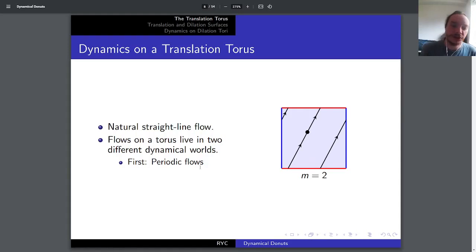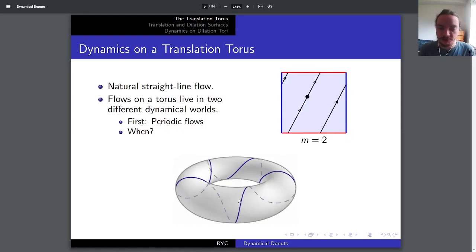Okay? So this is what I mean when I say a periodic flow, a flow that periodically comes back to where it started. All right. So what happens when we fold this up and see what actually happens on a donut-looking torus? We get something that looks kind of like this. So you start at some point, you start wrapping around, but eventually you come back to where you started.